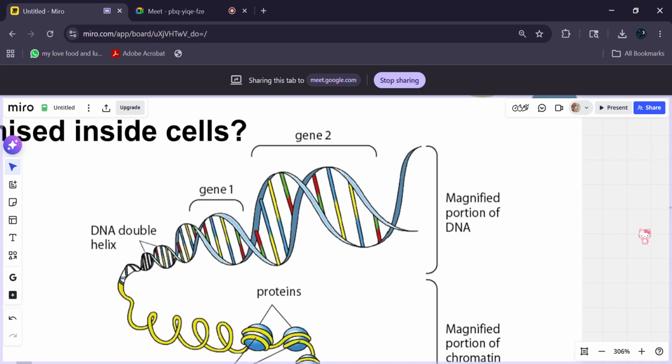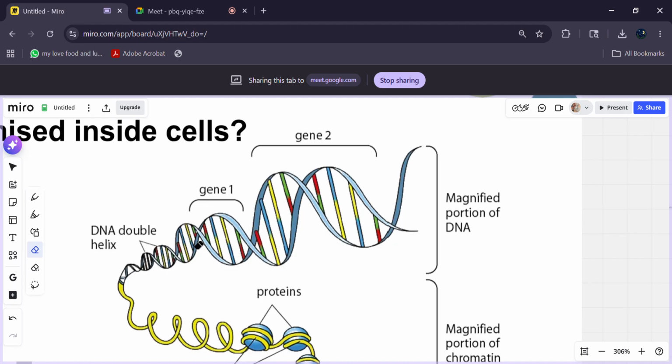Now, each DNA molecule consists of 2 strands twisted around each other to form a double helix. You see these 2 long strands right here, combining to form this spiral shape. The 2 of them form the double helix. They twist around each other, and each segment is a gene. As you can see, there's gene 1 and gene 2.